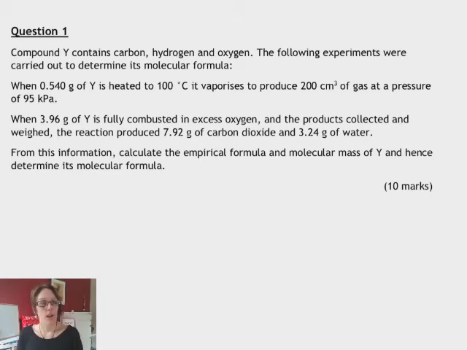We've got an unknown compound, compound Y, but we do know it contains carbon, hydrogen and oxygen, which could be important. And we are trying to find out the molecular formula of Y. So we've got some information about mass, about volume, and about temperature and pressure. So that immediately tells me there's going to be some sort of ideal gas question.